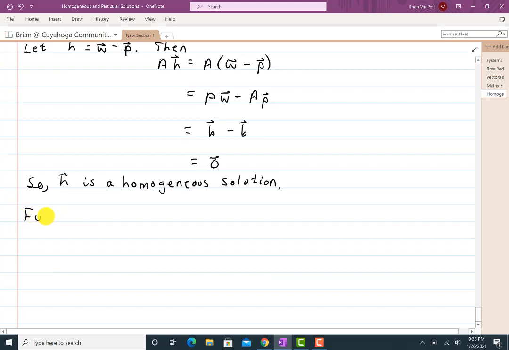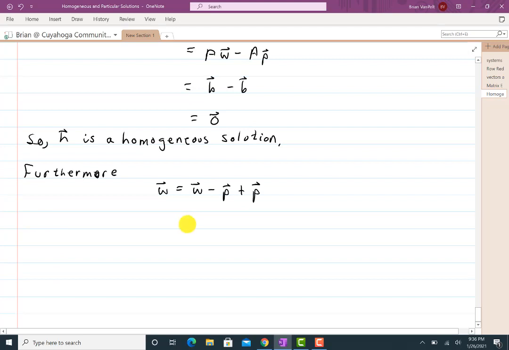Furthermore, I can do this. W equals W, yes, I want to do that, W minus P plus P. I'll do a little bit better. This equals P plus (W minus P), which equals P plus H. So that is what the theorem was saying, that our solutions would be of the form particular plus a homogeneous. And remember, W was any solution that we could have. So that completes the proof, and I can move on.